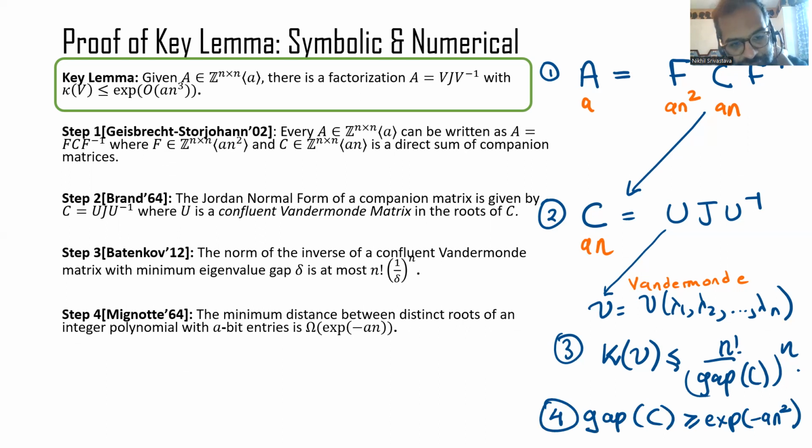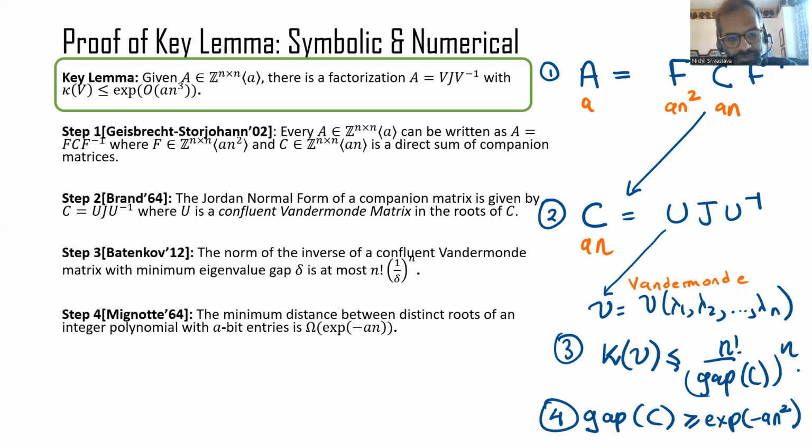And so that allows us to use a result of Mignotte from 1964, which says if you have any polynomial with integer entries, then the minimum gap between distinct roots of that polynomial is at least exponential in minus AN, where A is the number of bits of the coefficients of the polynomial. So how do we apply this in our setting?